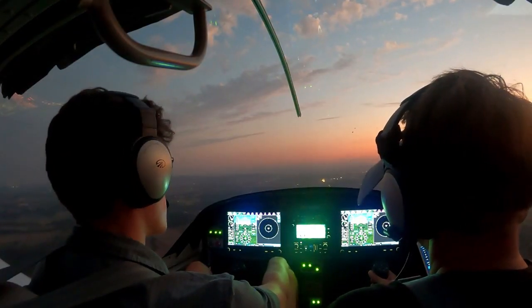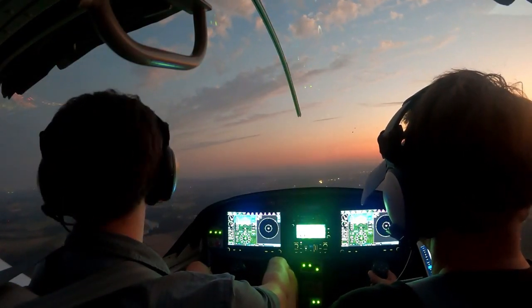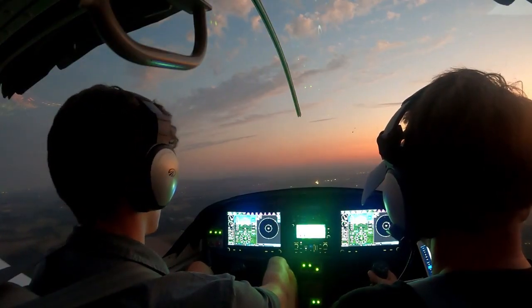McMinnville area traffic, 726 Foxtrot Alpha, 5 miles straight in runway 22 on ILS approach, McMinnville.